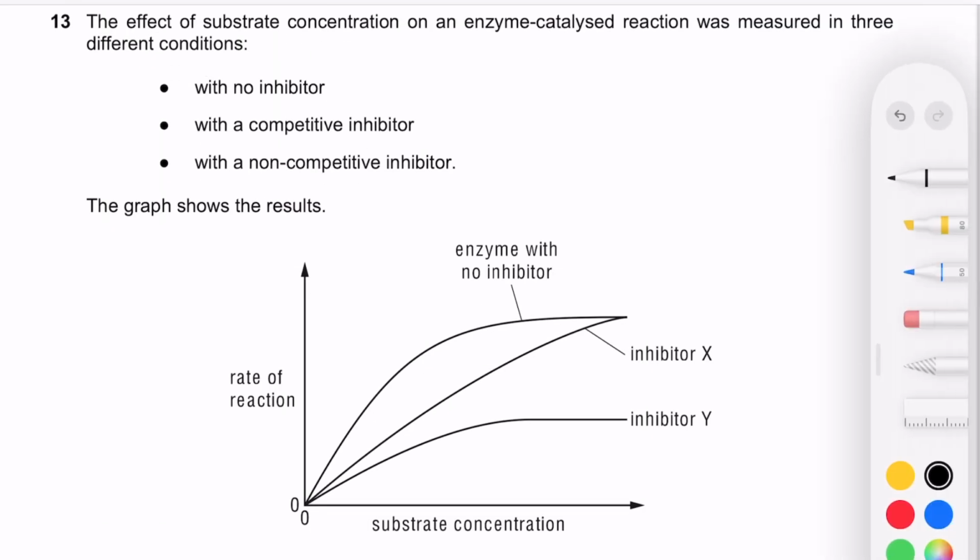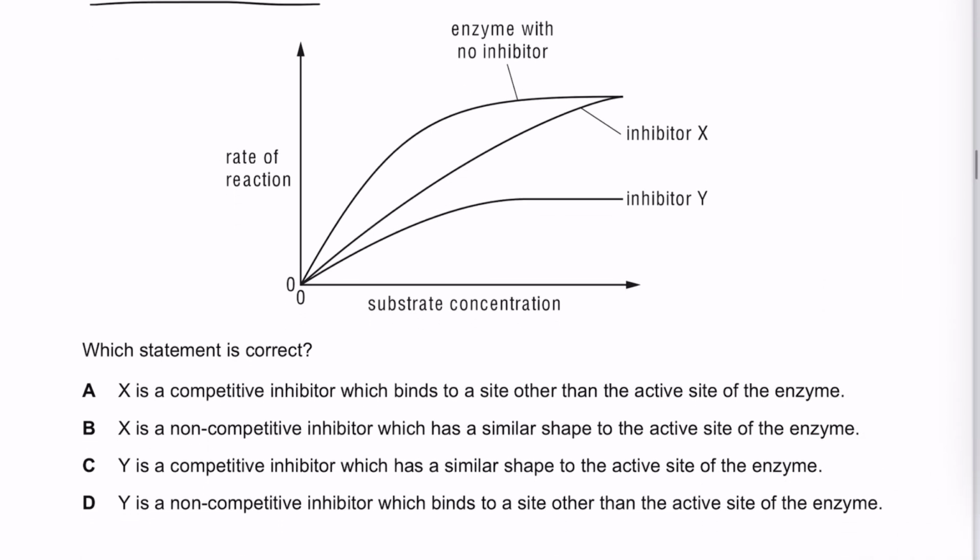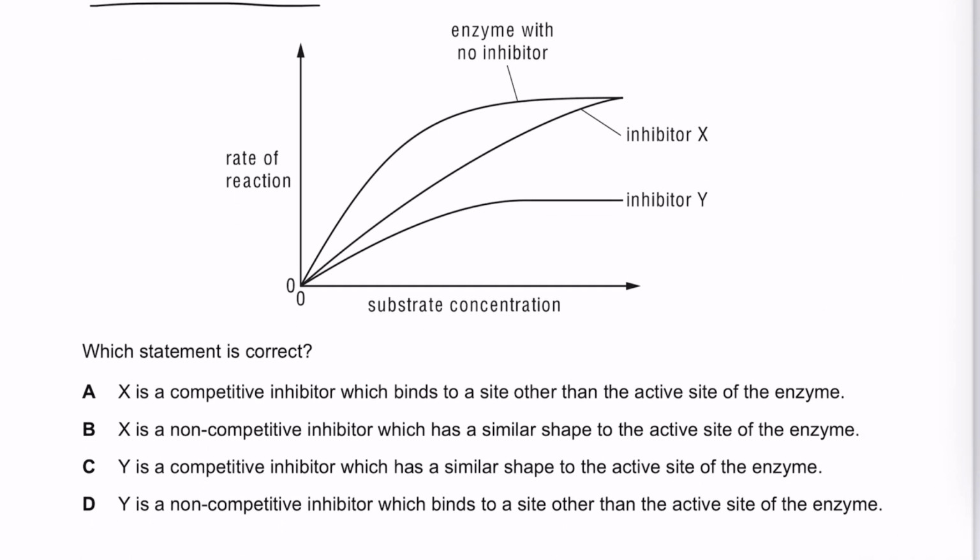The effect of substrate concentration on the enzyme-catalyzed reaction was measured in 3 different conditions: with no inhibitor, with a competitive inhibitor, and with a non-competitive inhibitor. The graph shows the results. So which statement is correct? Substrate concentration, inhibitor X, inhibitor Y, enzyme with no inhibitor, and rate of reaction.